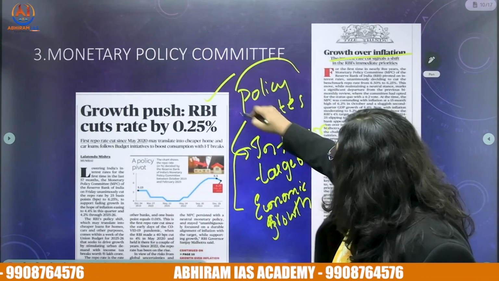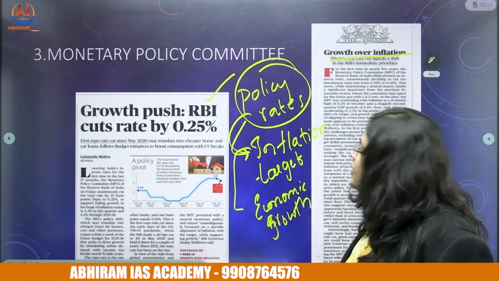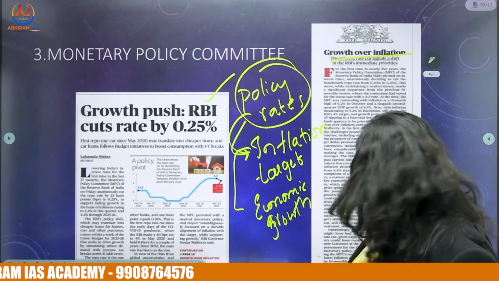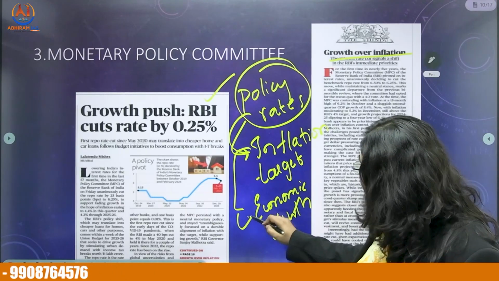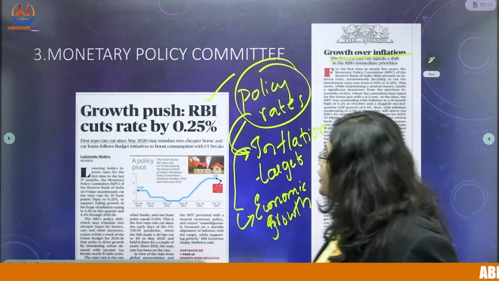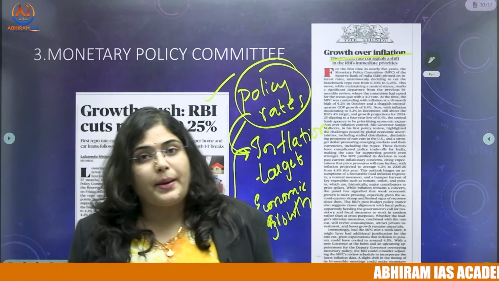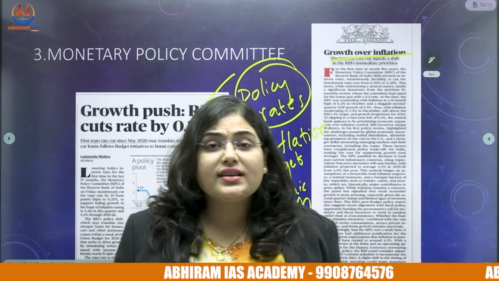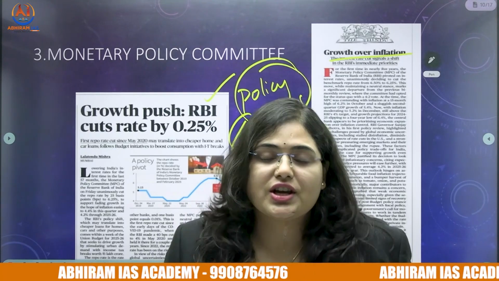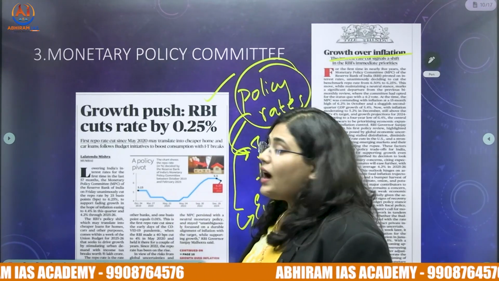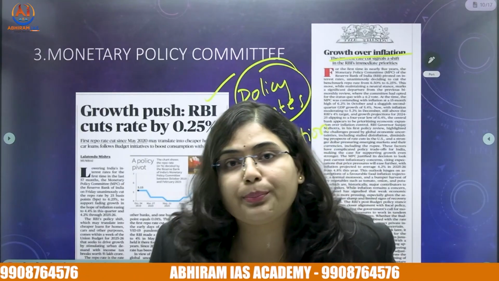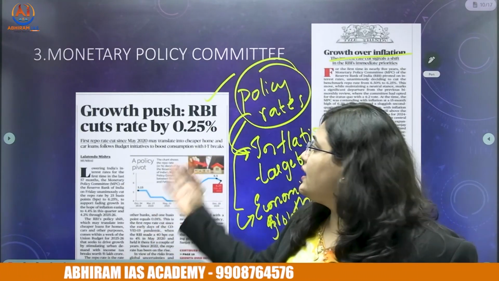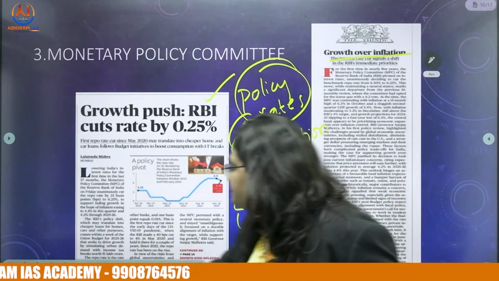So the policy rates will decide the control of inflation as well as the boosting of the Indian economy. It is a 6-member committee headed by the RBI governor. Who is the current governor of RBI? Sanjay Malhotra. So under the ex officio chairmanship of Sanjay Malhotra, this key decision has been taken.